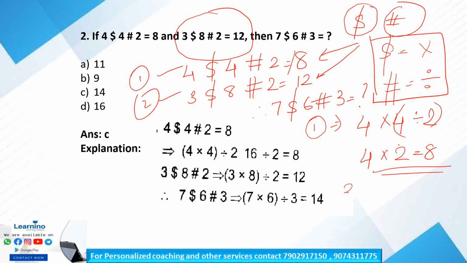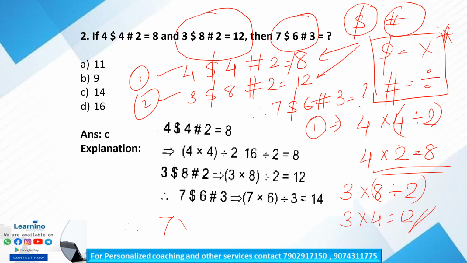So 3 into 8 divided by 2. So 3 into 4 is equal to 12. Hence, equation number 2 also follows with these values. Therefore, we have to find the answer of $7 hash 6... that is 7 into 6 divided by 3, which is equal to 7 into 2. That is equal to 14. So option C, 14 is our correct answer. Is that clear? Okay.